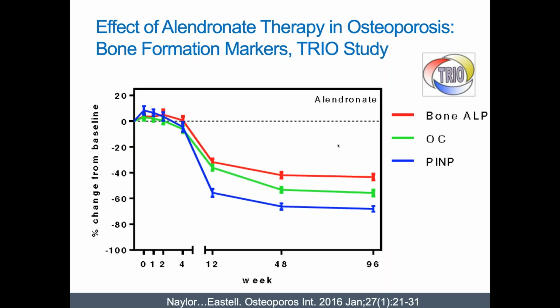And there's a couple of things that you might want to notice here. The first is that for the first 4 weeks, there is no change in the bone formation marker. And that's because bone formation is coupled to resorption, and it follows on from resorption. The second thing is that the maximum decrease has almost occurred by 12 weeks. And that the maximum decrease for P1NP is greater than for osteocalcin and bone alkaline phosphatase, again supporting the use in osteoporosis of P1NP as a reference marker.